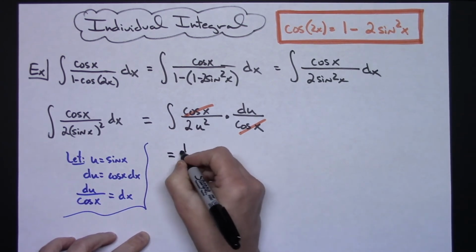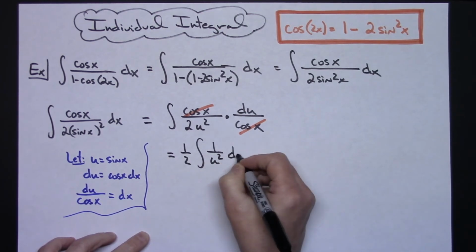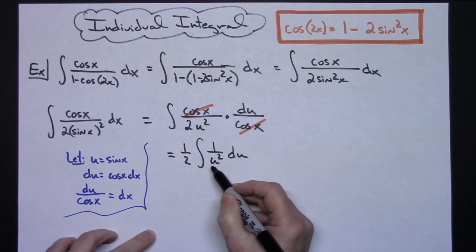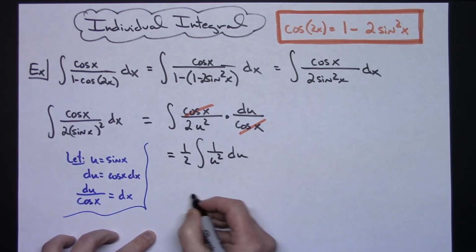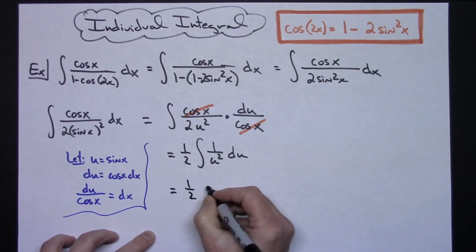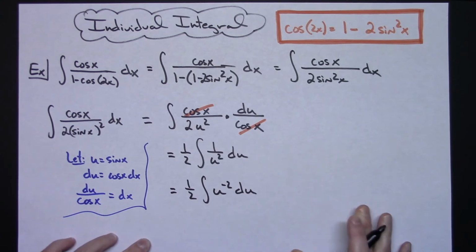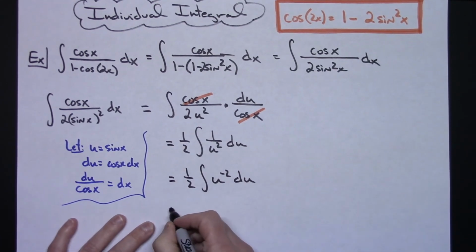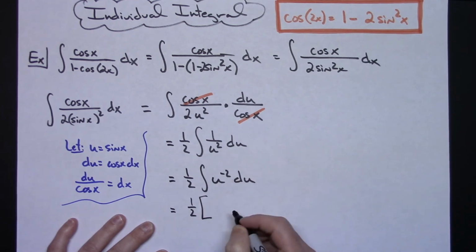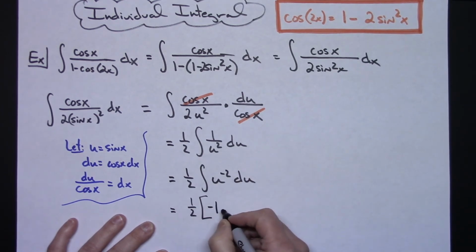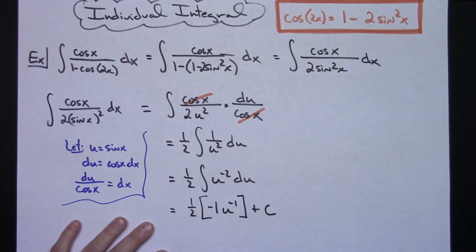So let's pull the 1/2 out here. We'll have a 1 over u squared du. To integrate this, it's easier just to move that up and make that a u to the negative 2. So I'll have a 1/2 integral of u to the negative 2 du. We are now to something that we can integrate. So I'll have a 1/2, and integrating that, adding 1 gives me a negative 1 u to the negative 1. We'll go ahead and throw in that plus c at this point.